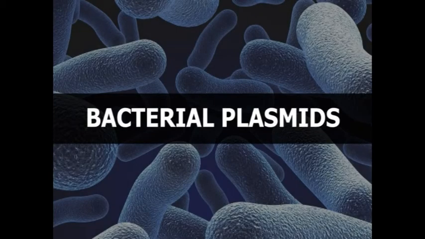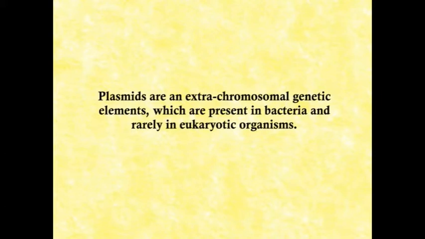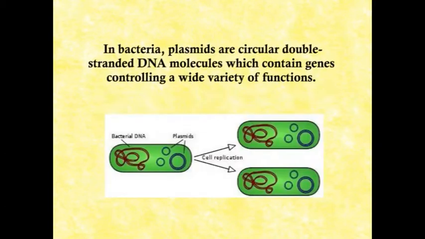Now we'll come to the bacterial plasmids. Plasmids are extrachromosomal genetic elements which are present in bacteria and rarely in eukaryotic organisms. In bacteria, these plasmids are circular double-stranded DNA molecules which contain the genes controlling a wide variety of functions. Plasmids are also self-replicating elements, yet they are largely dependent on the host cell for their reproduction because they use the host cell replication machinery.